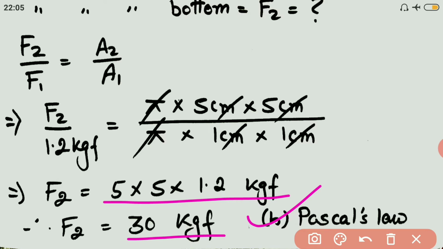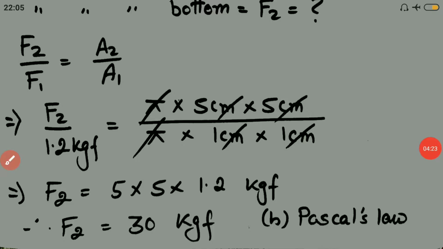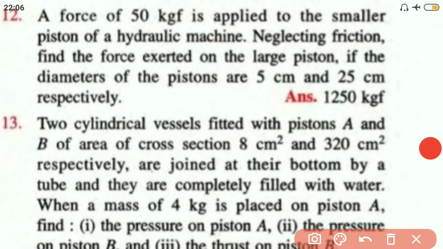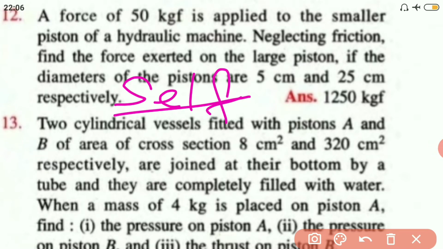Now going to the next question, which is question number 12. This is for your homework, so do it by yourself. Then we can go to number 13.